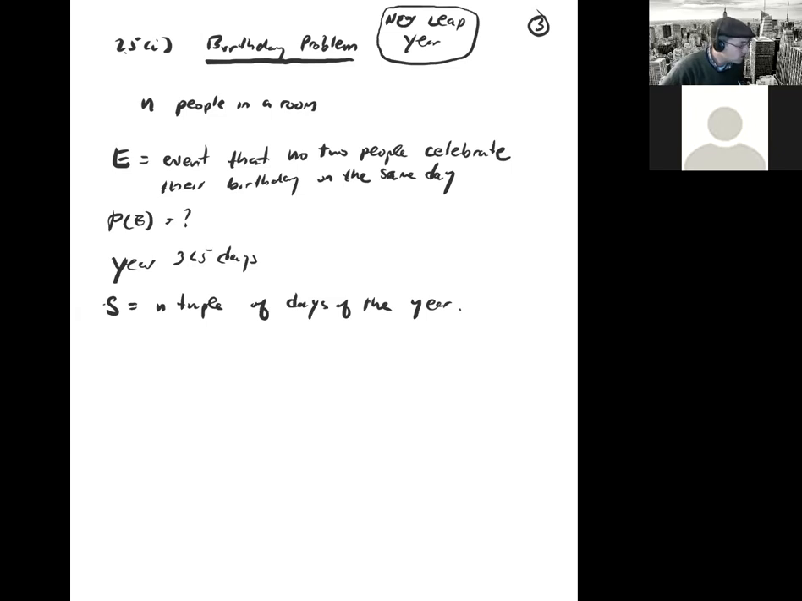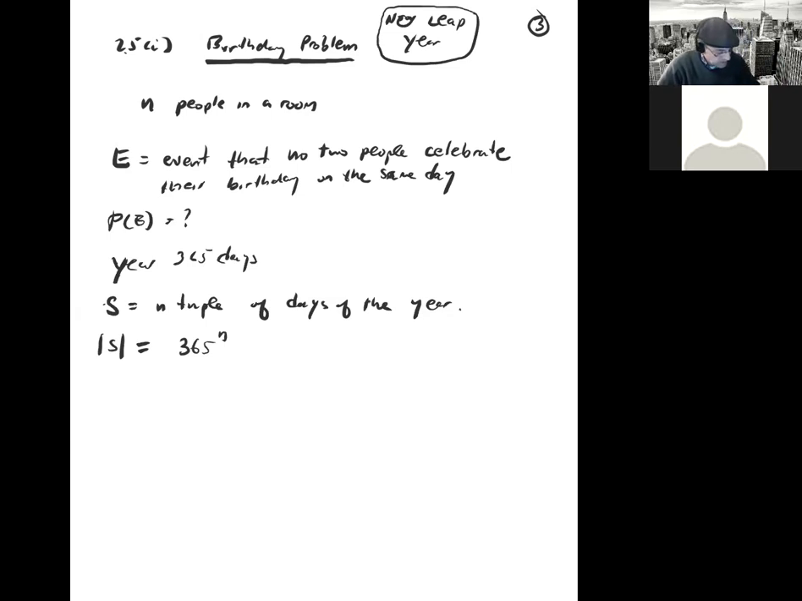So that's right. Okay, so what is the size of S? Well, every day of the year is one of 365 days. So how many n-tuples are there? There are 365 to the power of n such elements in our sample space, because you have to choose a day of the year, then you have to choose another day of the year, and so on until you get through all the people in the room.